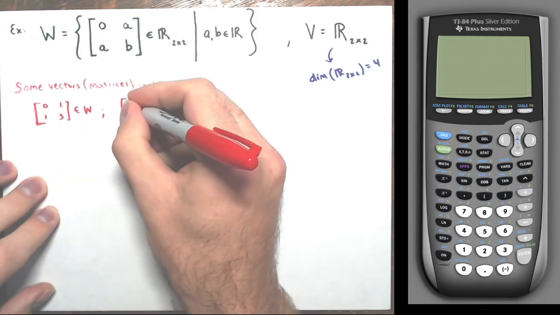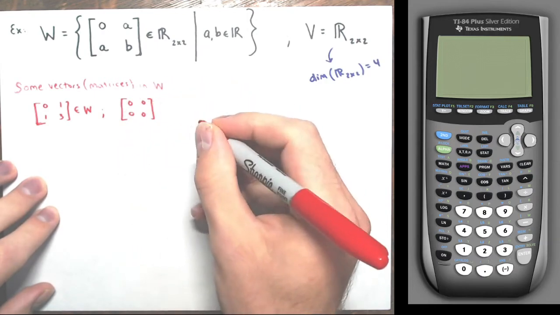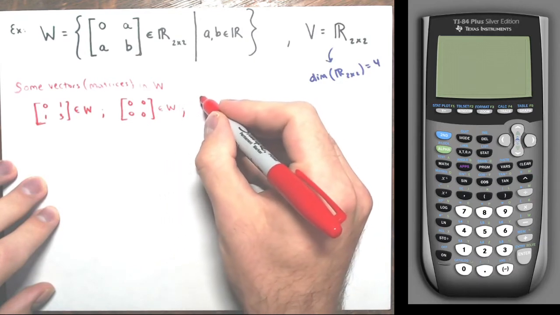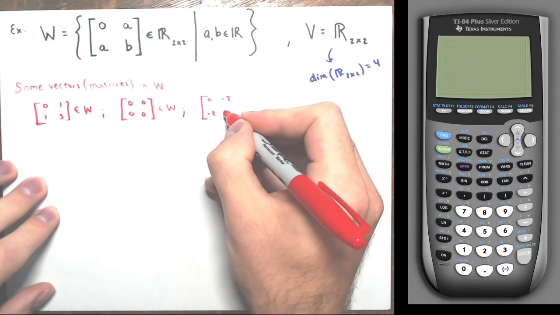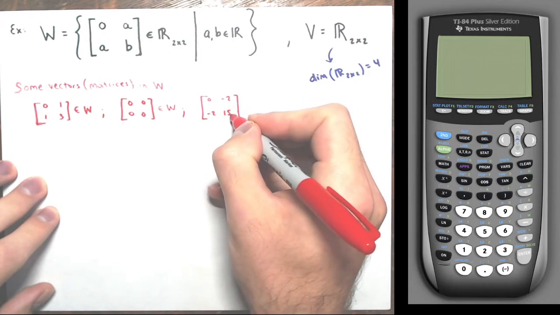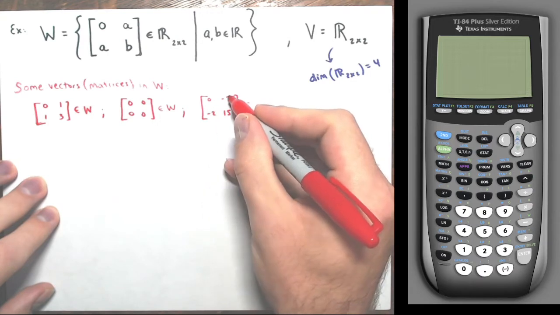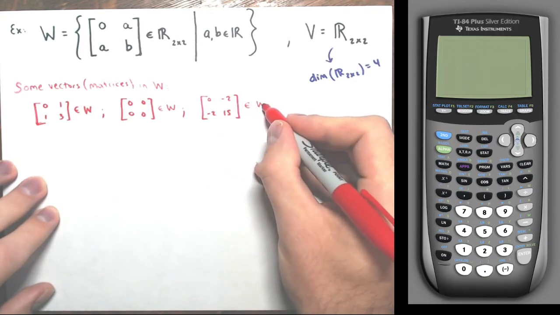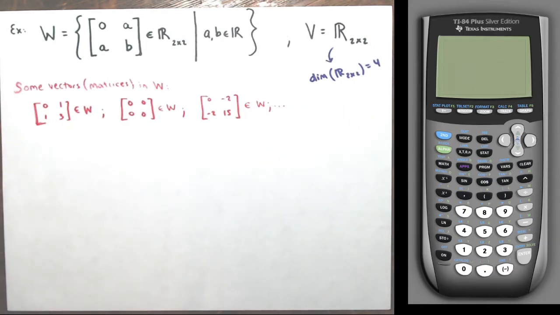Of course, the 0 matrix would be in there. Just let a be 0 and b be 0. That belongs to W. 0, -2, -2, 15. It doesn't matter what that last lower right corner is, as long as the upper right corner and lower left corner are the same. The upper left corner is 0. You're golden, and so on. So there's plenty of vectors in this set, plenty of matrices.